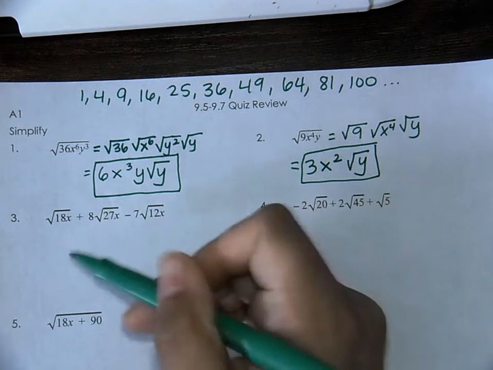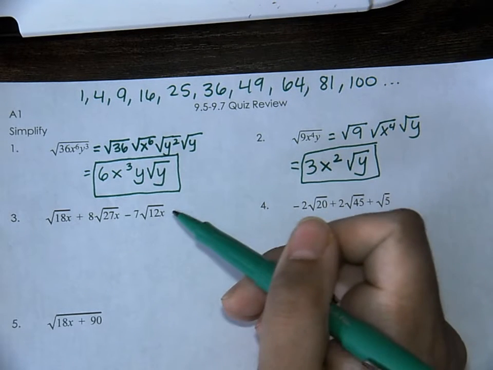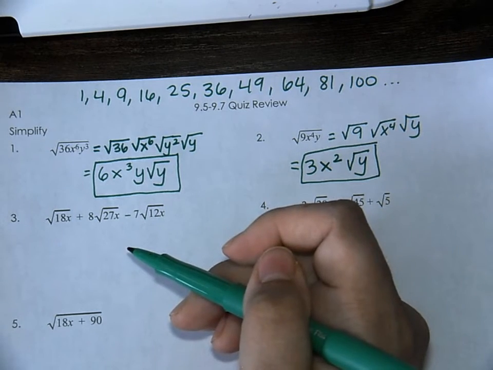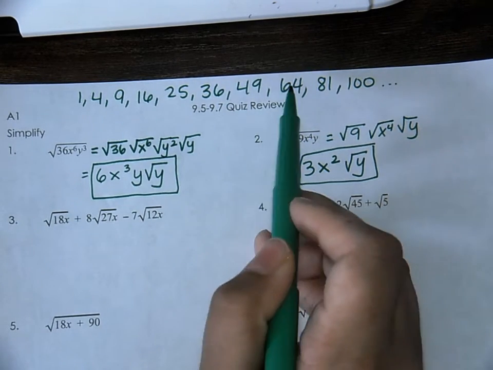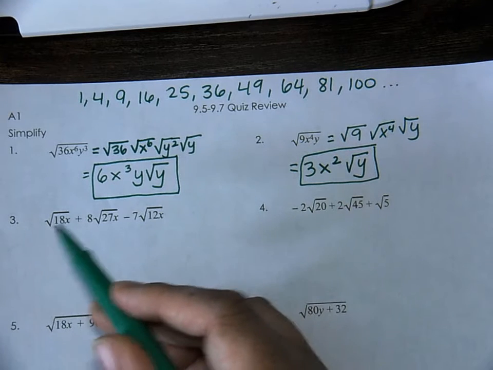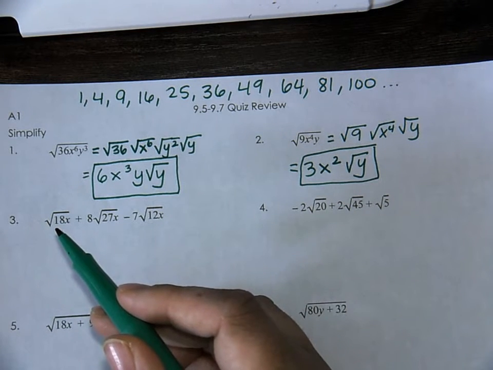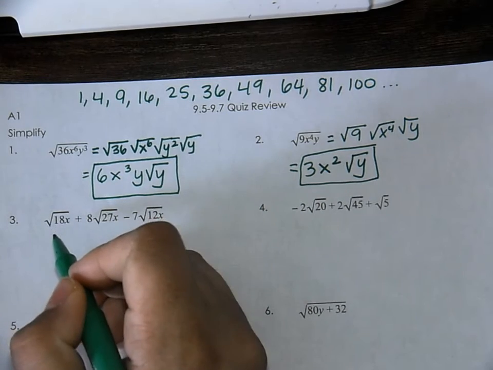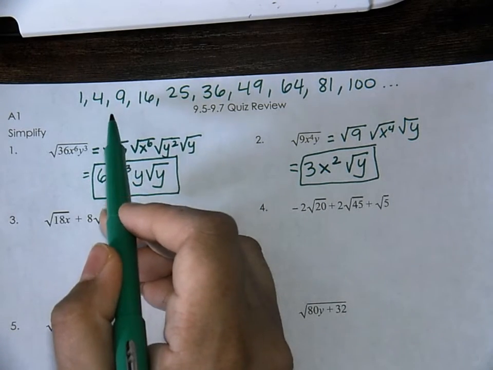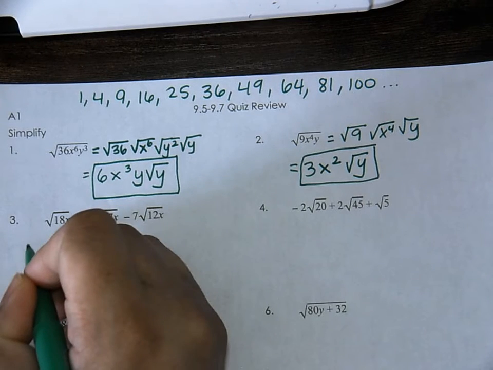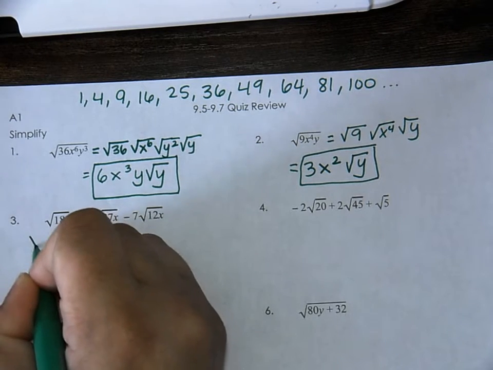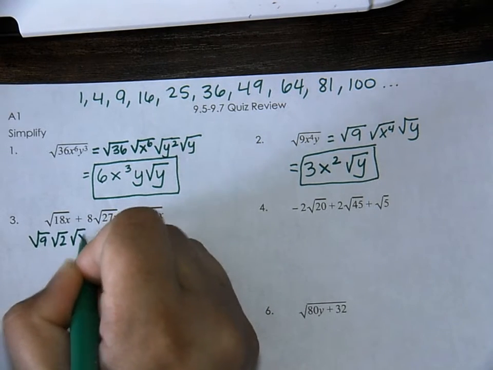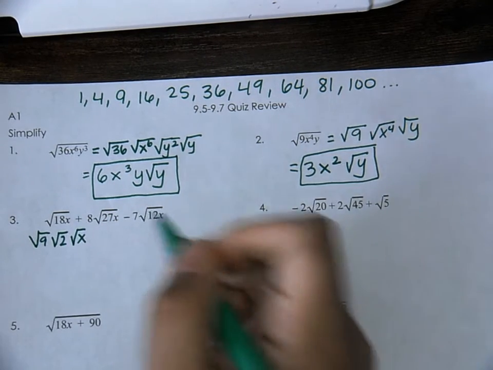Now we're moving on to, we're still simplifying, but now we're going to add and subtract radicals as well. First thing you need to do is, again, use these perfect squares to help you as you try to simplify these radicals. Always think of what's the largest perfect square that can go into each of these numbers. So for 18, that would be 9 times 2. The square root of 9 is a perfect square there. So I'll write that as square root 9 and then square root of 2. I can either put the x with the 2 or just on its own like this.